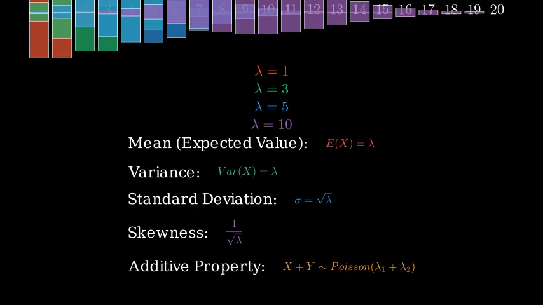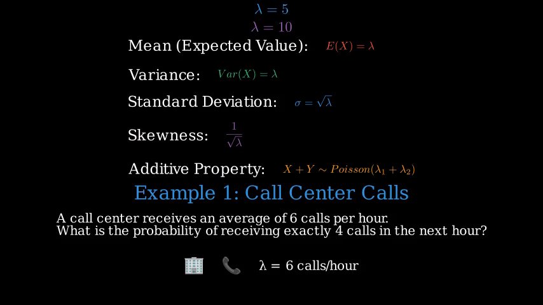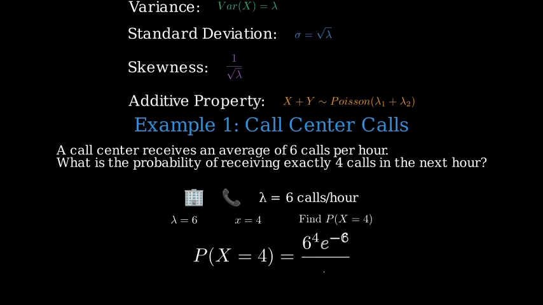Let's work through some examples to better understand the Poisson distribution. Example 1. A call center receives an average of 6 calls per hour. What is the probability of receiving exactly 4 calls in the next hour? We have lambda equals 6, and we want to find P(x equals 4). Using the Poisson formula, P(x equals 4) equals 6 to the power 4 times e to the power negative 6, divided by 4 factorial.